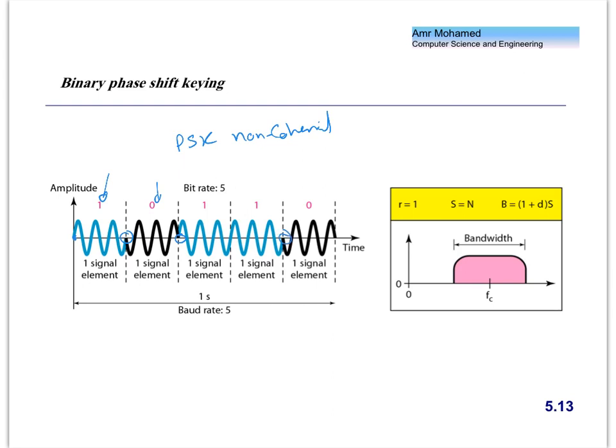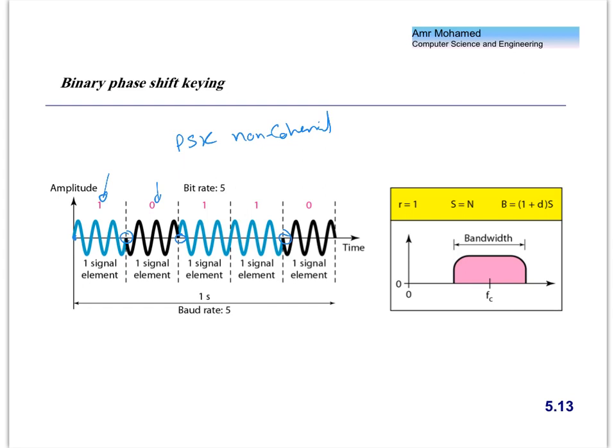So it's inherently non-coherent. And we need to have this non-coherence because the phase at each boundary of the bit is what we rely on to detect whether this is 0 or 1.